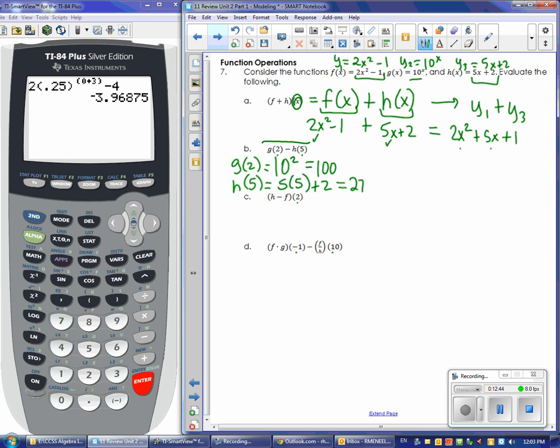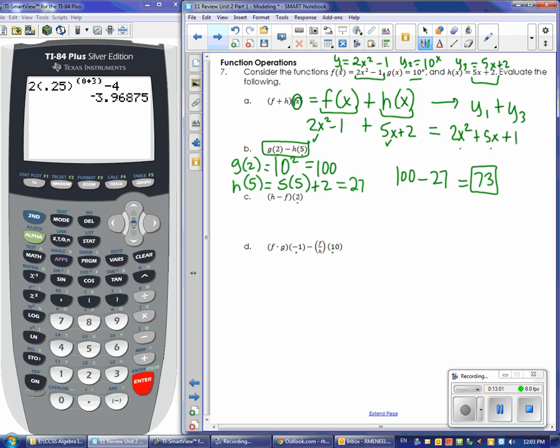Now what I'm really asked to do, though, is g of 2 minus h of 5. Well, g of 2 we said is 100, and h of 5 is 27. So I'm just going to do 100 minus 27, and that's going to give me 73. So notice how this time I've got a number as my answer.